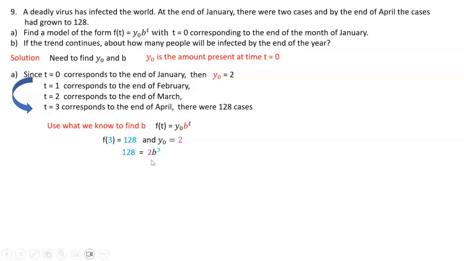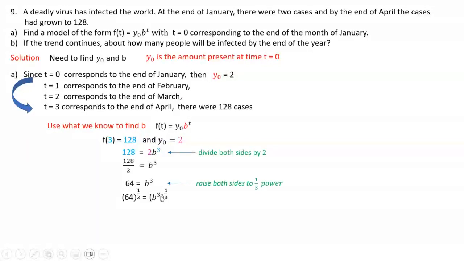Now all I do is solve for b. Divide both sides by 2. So it'll give us 64 equals b to the third power. Now I'm going to raise both sides to the 1/3 power. Because here, guys, if we apply the exponent power rule, a power to a power, we multiply the powers, so this will give us 1. That's what we want to do, solve for b. So 64 to the 1/3 power will give us 4. So my b is equal to 4.